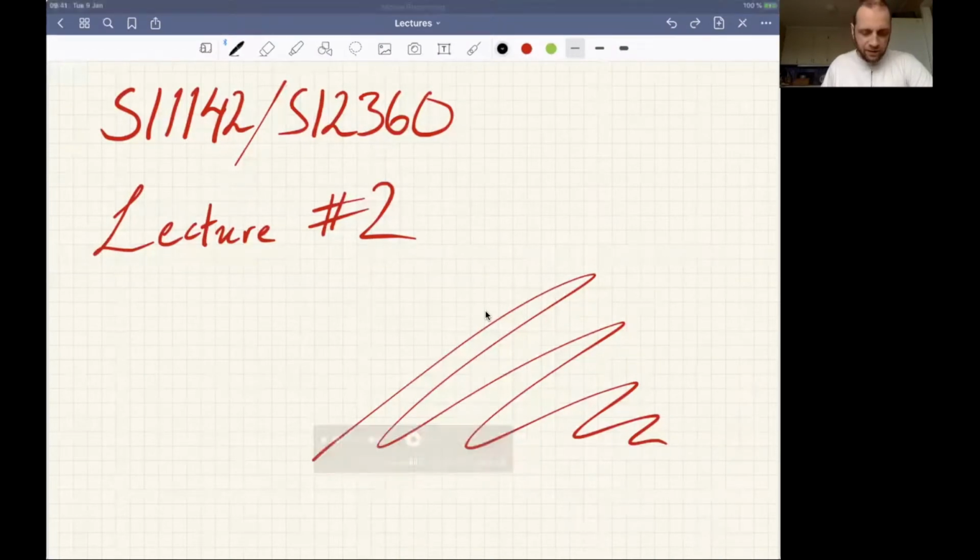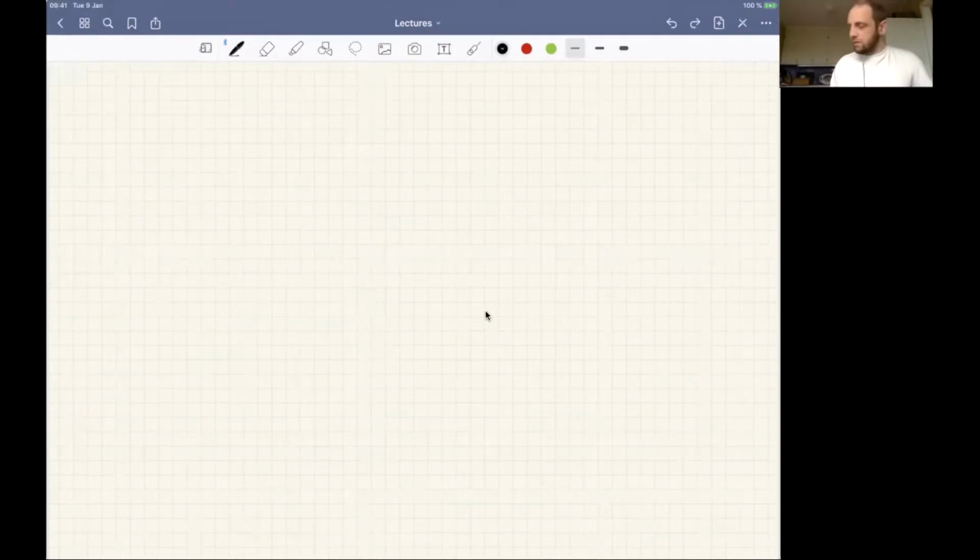So this is the second lecture, as I said. And what we did last time, the final thing we did, was that we looked at how components of a vector field change in curvilinear coordinates on Euclidean space. Now, this is something that we can look at in a more general space as well.